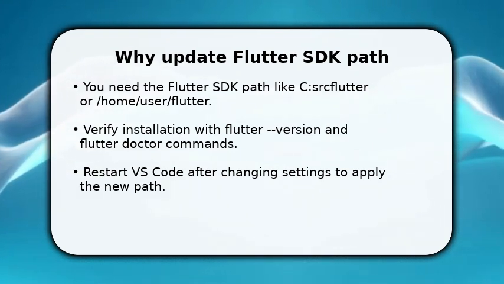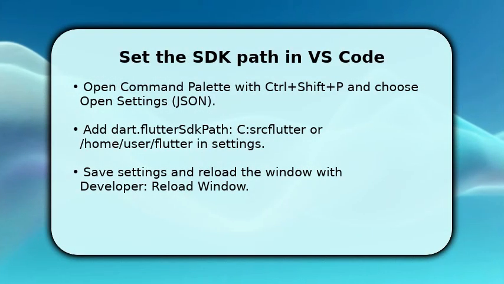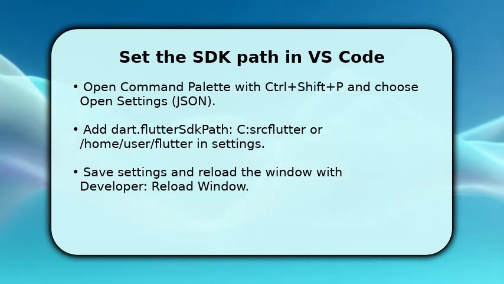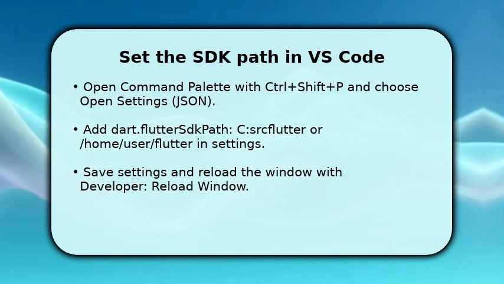Now we will change the setting inside VS Code step by step. Open Visual Studio Code and press Ctrl+Shift+P to access the command palette. Type Open Settings (JSON) and press Enter to edit settings directly.